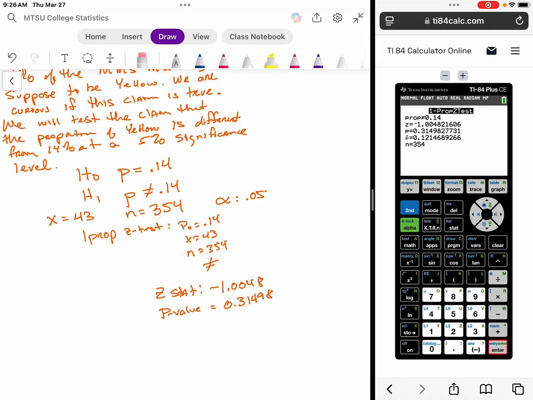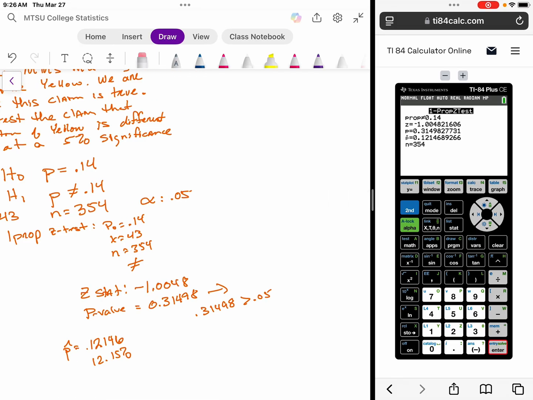Now they do tell us what the p-hat is. They do tell us that p-hat for our sample was 0.12146, so 12.15% of our bag was yellow. So now I would compare the 0.31498 to 0.05. It is greater than 0.05.